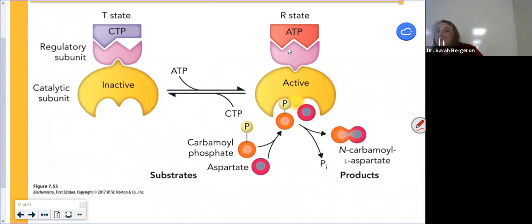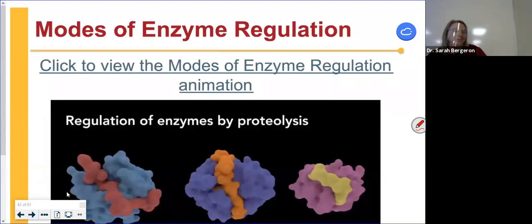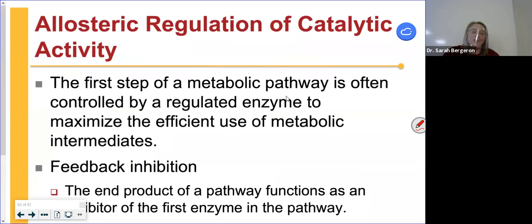But my CTP and ATP, are they binding at the active site? No, they're binding to the regulatory subunit. See how the regulatory subunit is a particular conformation here when it's bound to CTP? Now we have this change in that conformation, and that conformation gets propagated into the catalytic subunit of the enzyme. Okay. I'm going to show you this at the end, after we talk about the other ways that we can regulate catalytic activity.